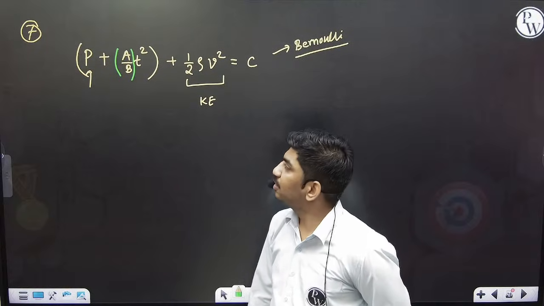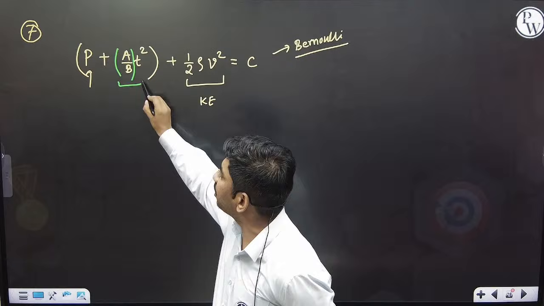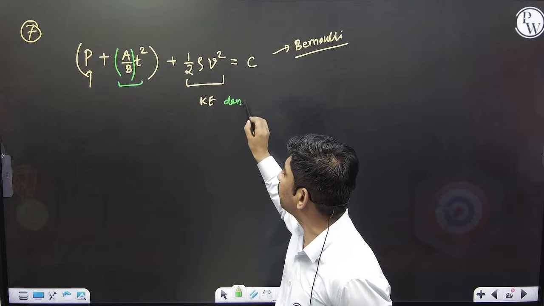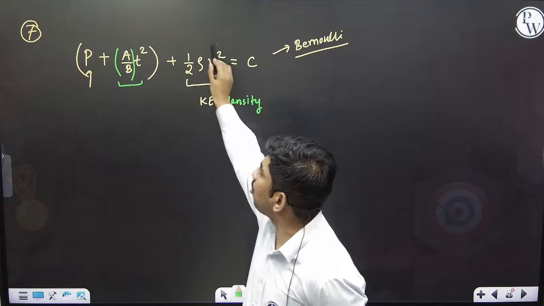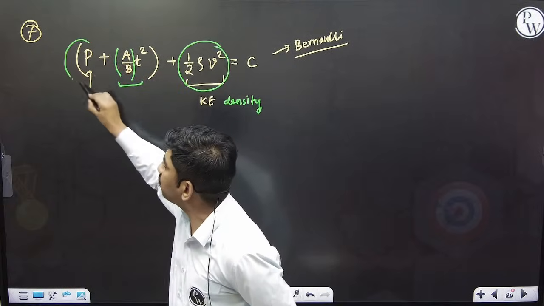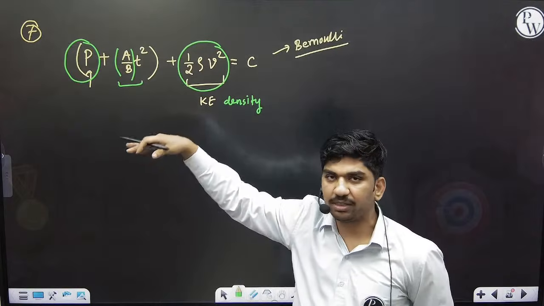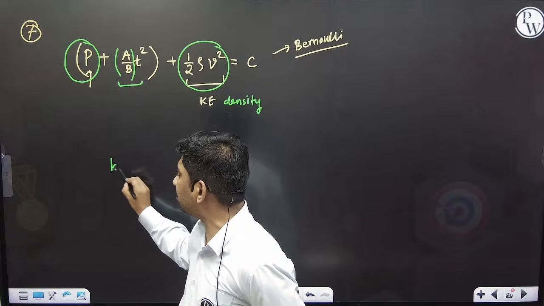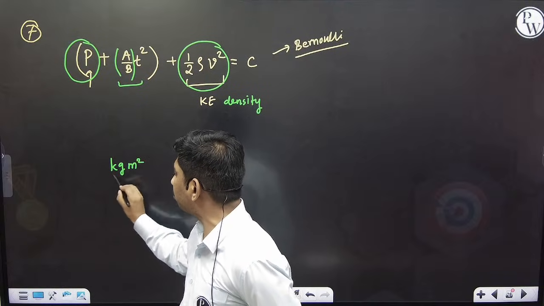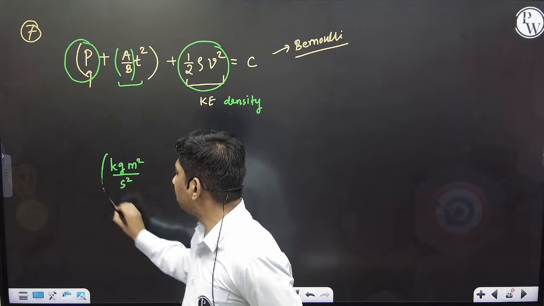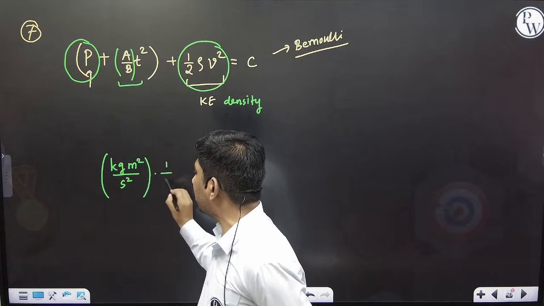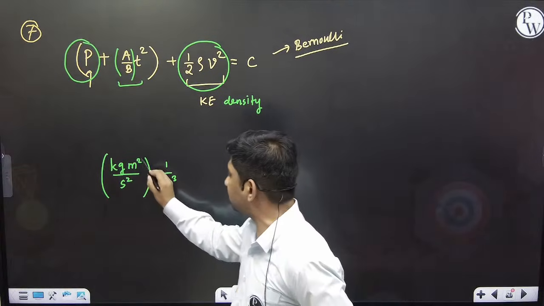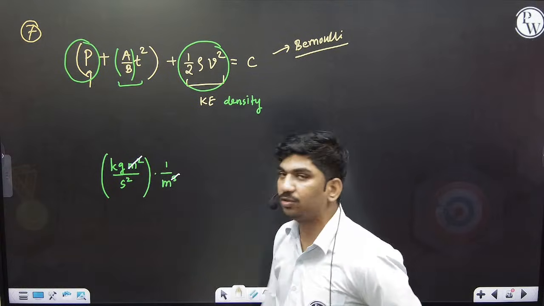So what are you supposed to do, students? In this case, you consider this as one term. It is added with P, it is added with rho v square. This is kinetic energy density. Means all these terms are nothing but PV by V, so that is energy density. So what is the unit of energy density? Energy means kg meter square by second square. Energy density means into 1 by meter cube. So the unit of energy density, as this meter square will be gone, is this.